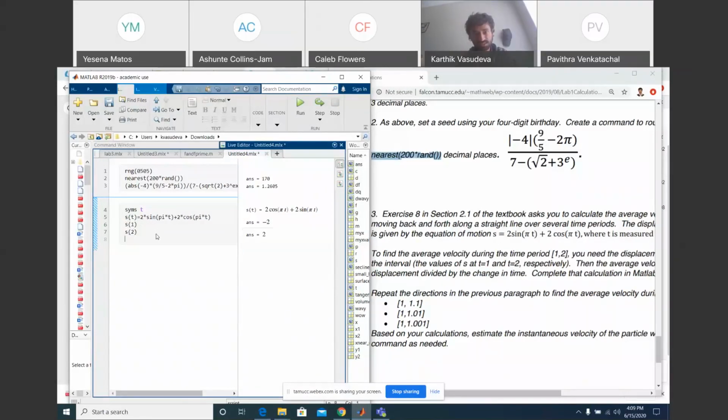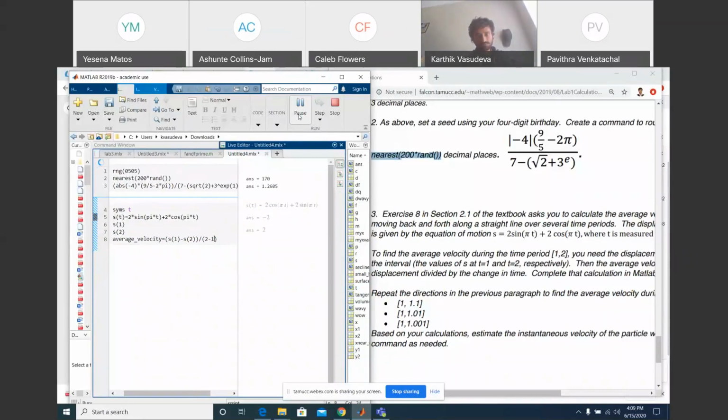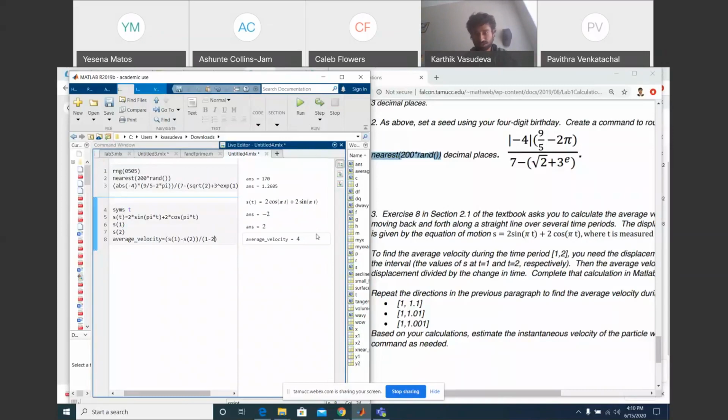To find average velocity, let's say average velocity is equal to s of 1 minus s of 2 divided by 1 minus 2. Actually, let's do 2 minus 1. Okay, minus 2. Because s of 1 minus s of 2 should have the respective numbers there. So the average velocity is 4. Now similarly, you have to do it for the rest of the t values.